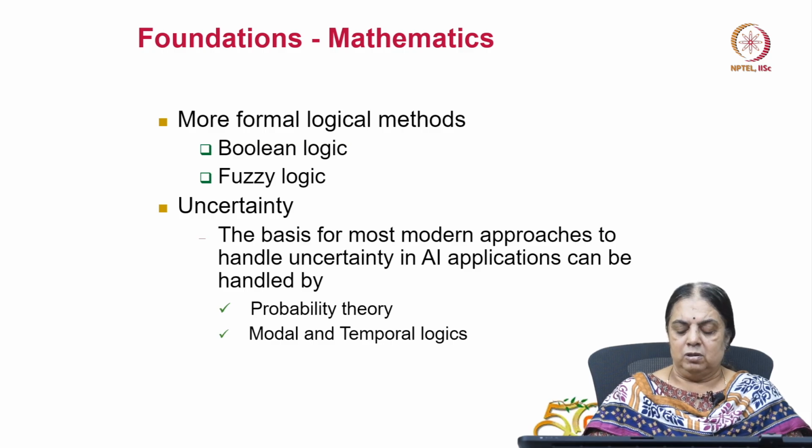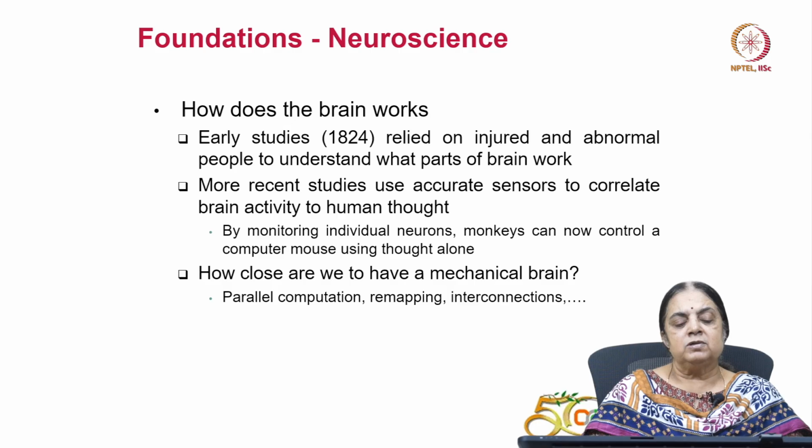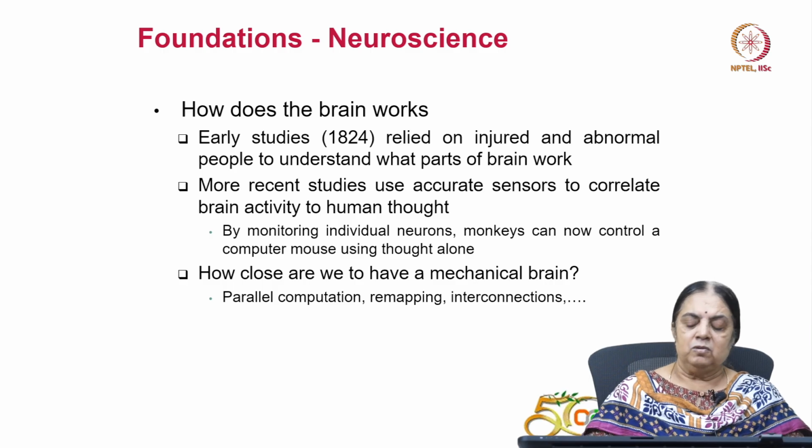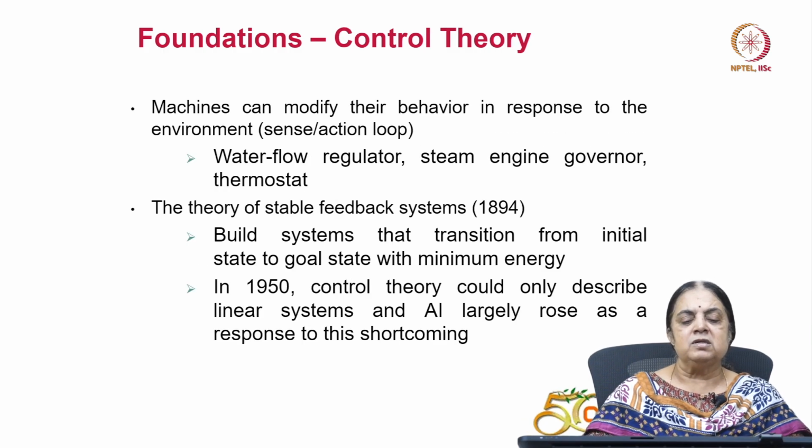Neuroscience, how the brain works. How close are we to having a mechanical brain? More recent studies use accurate sensors to correlate brain activity to human thought. Earlier studies used injured and abnormal people to understand which parts of the brain work and which don't, etc. So neuroscience also goes into artificial intelligence.